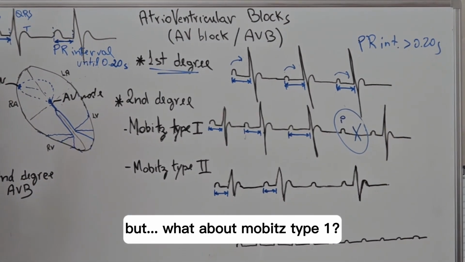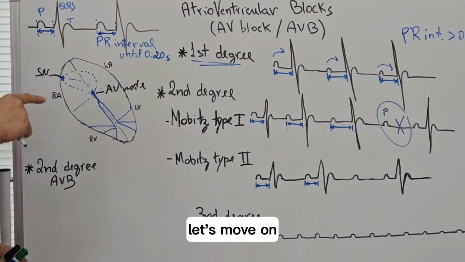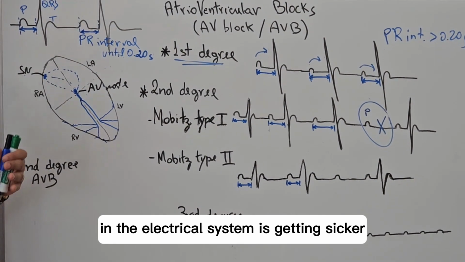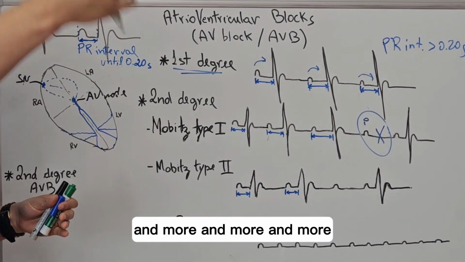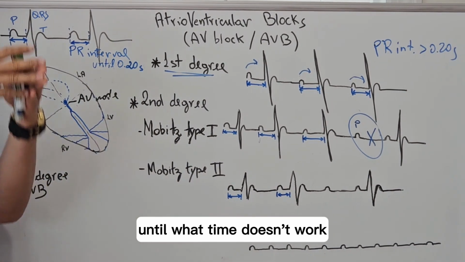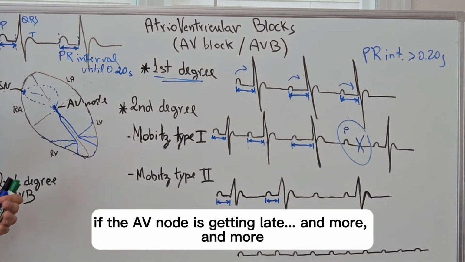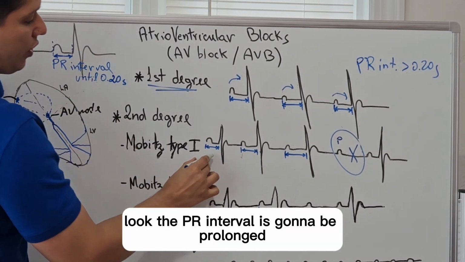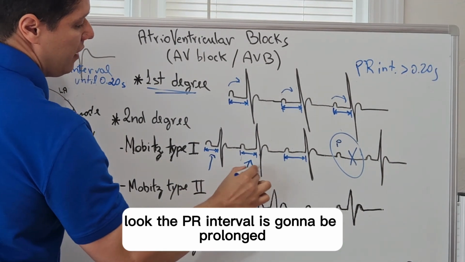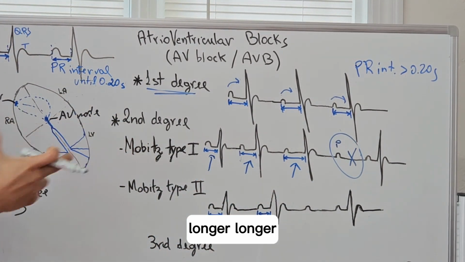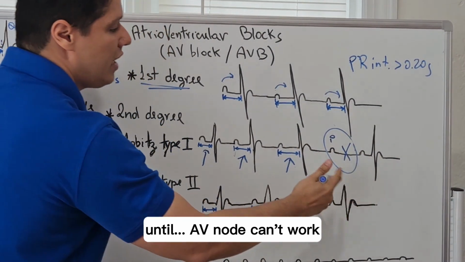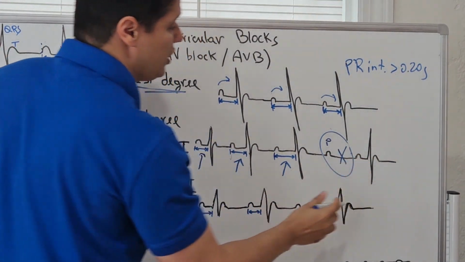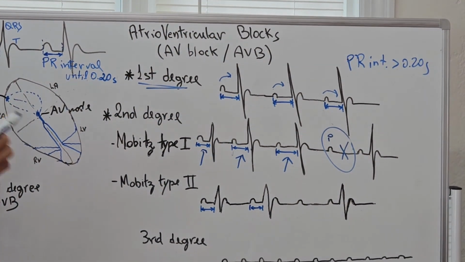But what about Mobitz type 1, Mobitz type 2? Let's move on. Mobitz type 1 is when the AV node and the electrical system is getting sicker and sicker until one time it doesn't work. If the AV node is getting later and later, what's going to happen with the PR interval? Look, the PR interval is going to be prolonged, getting longer until the AV node can't work. You're going to have a dropped QRS. After recovery, P, QRS, T with a shorter PR interval.